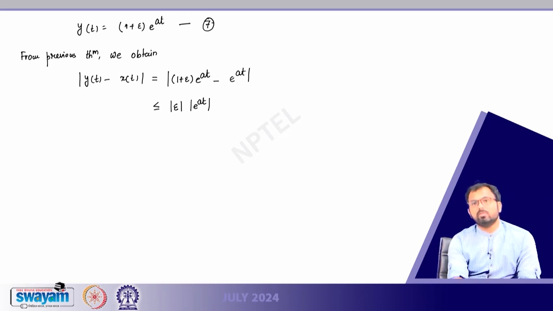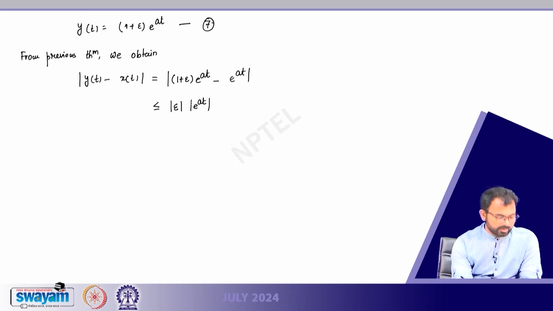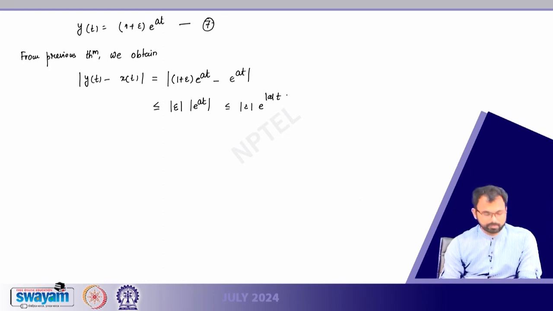Since we do not know the sign of a, we do not know whether a is positive or negative. So, we will simply write this is less than or equal to mod of epsilon e to the power mod of a t. Now, here basically we have to know what is the sign of a.